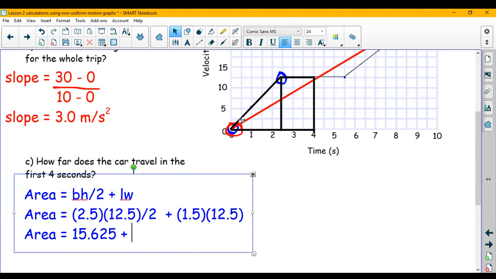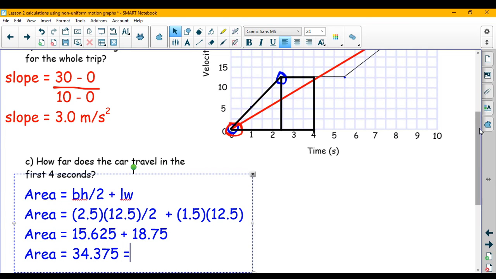And then I'm going to go 1.5 times 12.5, and I get 18.75. Okay. Add those together to get my total. So there's my total. My total area is going to be 34.375. But I can't really use that, right?